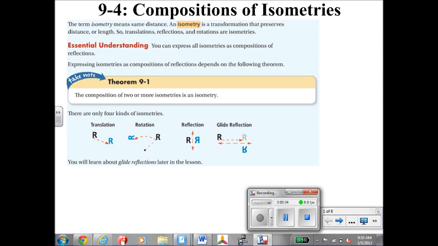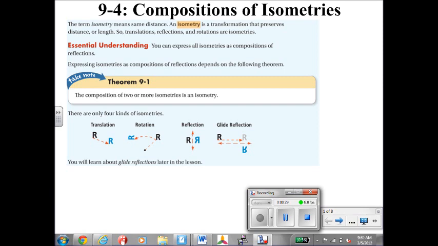Today's stuff, 9.4, we're going to talk about compositions of isometries, and then it tells you what it is here. It means same distance. Okay, you know, like isometric things like that. So it says it's a transformation that preserves distance or length. And then here's stuff that we've already done.